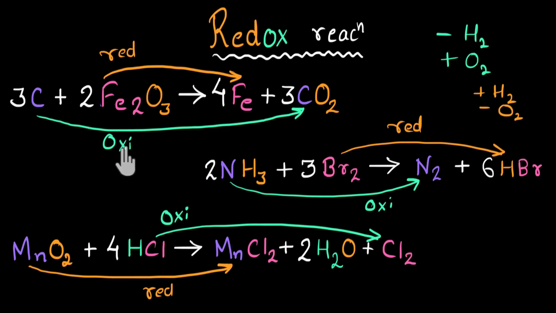Now, one last thing. See, oxidation reaction and reduction reaction, they always occur in pair. Meaning, if in any reaction you see something is getting oxidized, then there must be something else that is getting reduced. It wouldn't be the case that you find something is getting oxidized and there's nothing else getting reduced. They always occur in pair.